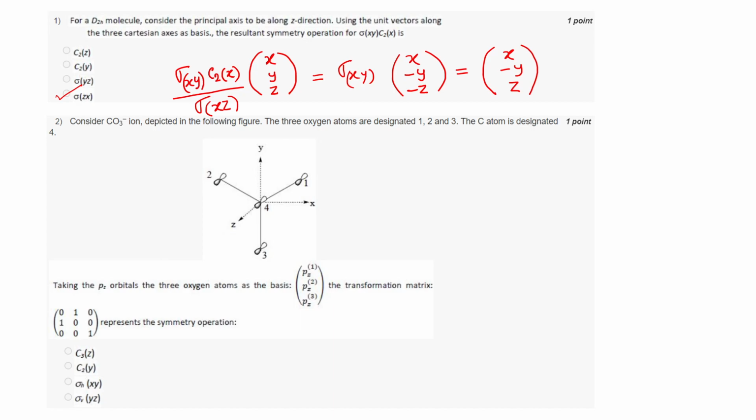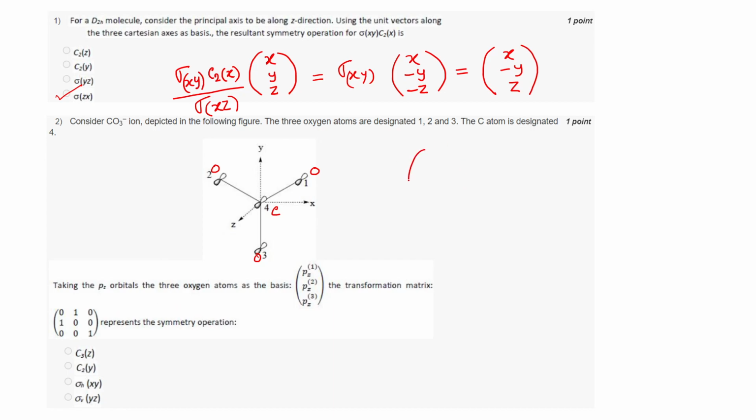Now the second question. They have given that consider a carbonate ion depicted in the following figure. The three oxygen atoms are designated as 1, 2, and 3, and the carbon atom is designated as 4. Okay, so this is your carbon, this is oxygen 1, this is oxygen 2, and this is oxygen 3, and this is the x-axis, y-axis, and z-axis. Now taking the pz orbitals of the three oxygen atoms as basis, that is, your basis functions are pz1, pz2, pz3. The transformational matrix is given, represent which symmetry operation.